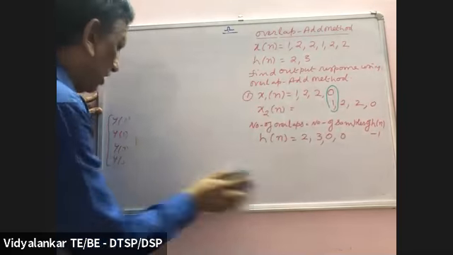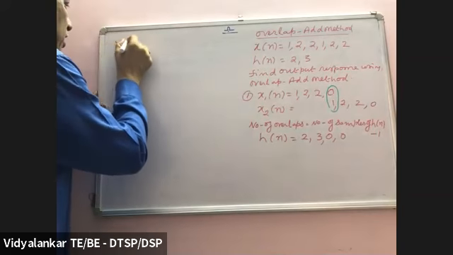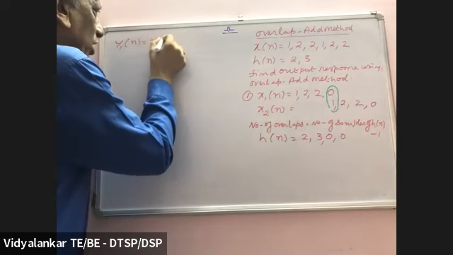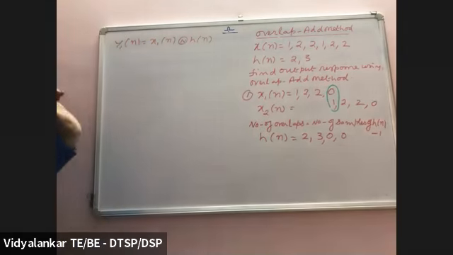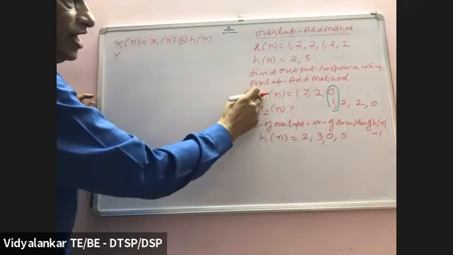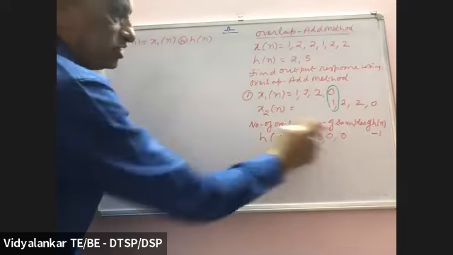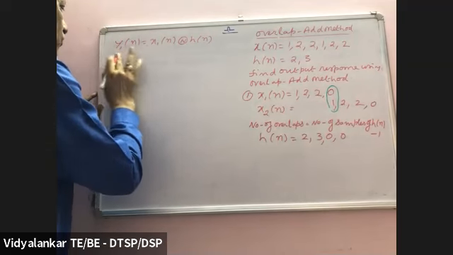Now, first I calculate Y1n. Y1n is nothing but x1n circularly convolved with the impulse response. How many outputs do we have when x1n and h of n are circularly convolved with each other? 4. So these are the Y1 values.